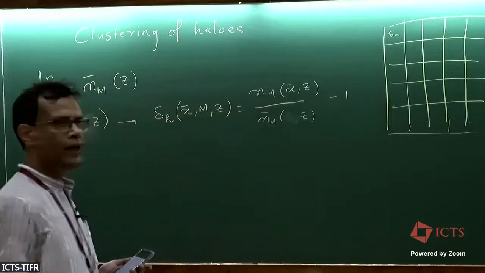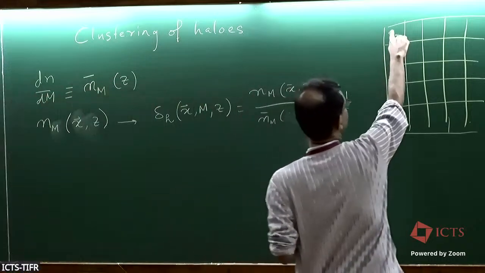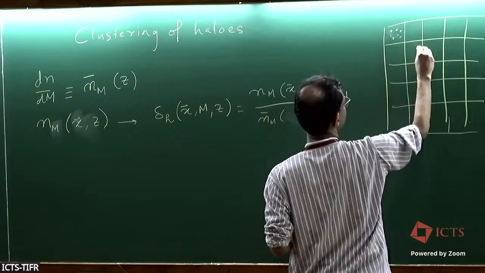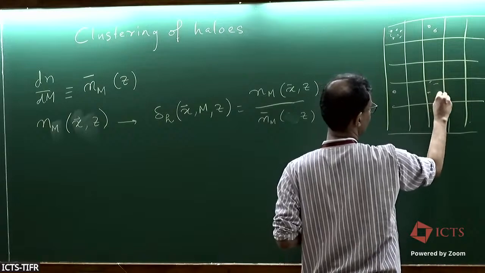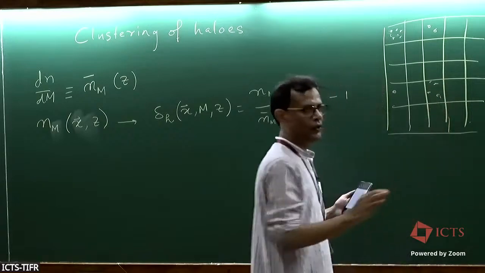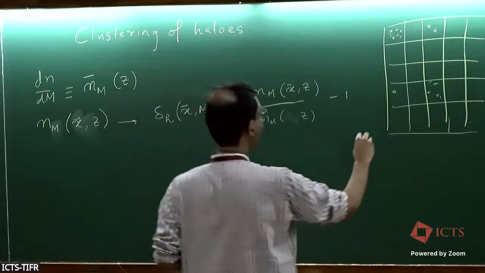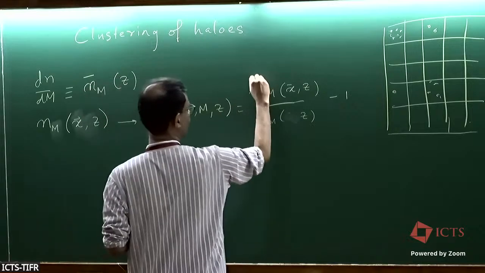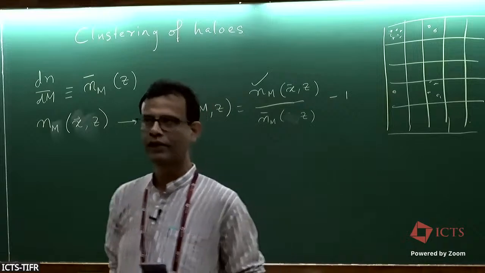Now what we are interested in is that I go to each grid and see how many halos are there. Maybe this one has many halos, this one does not, this one has 2, maybe this one has 1, again this one has many halos, and so on. So I want to see what happens as a function of position. That is basically this quantity, the number of halos as a function of x.